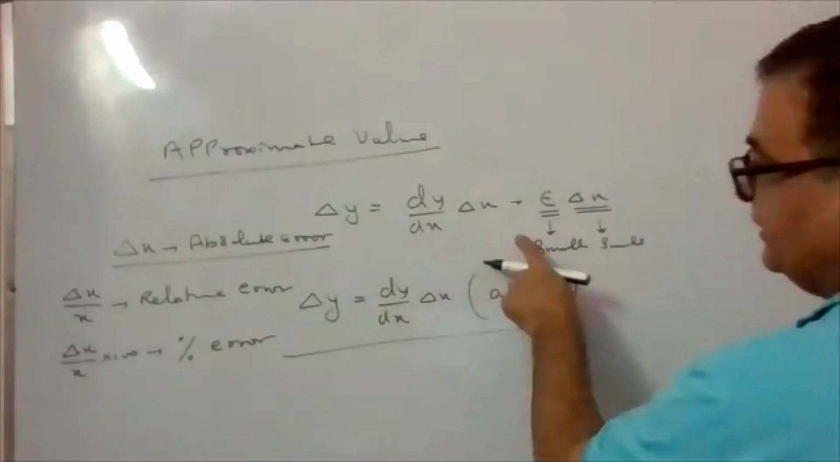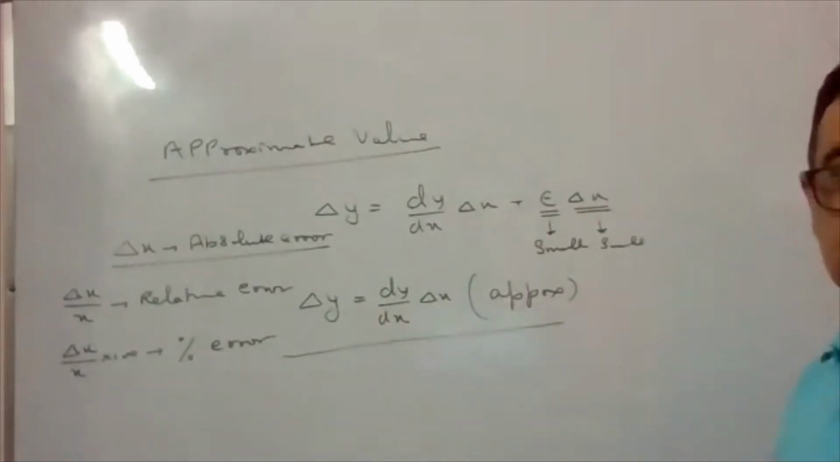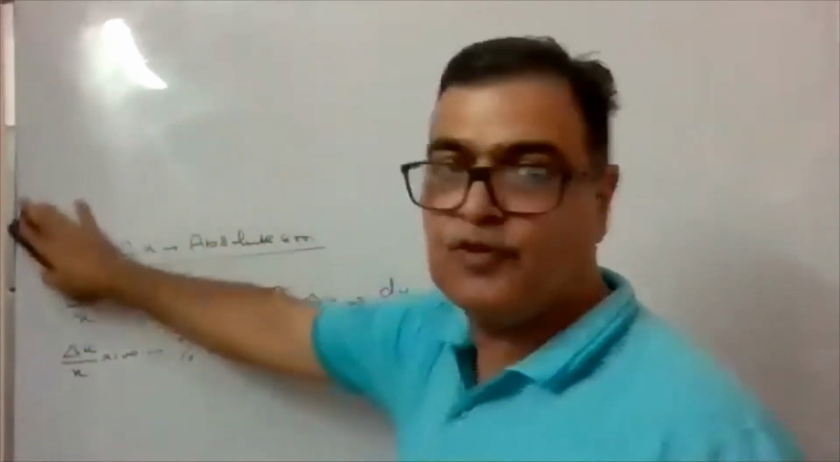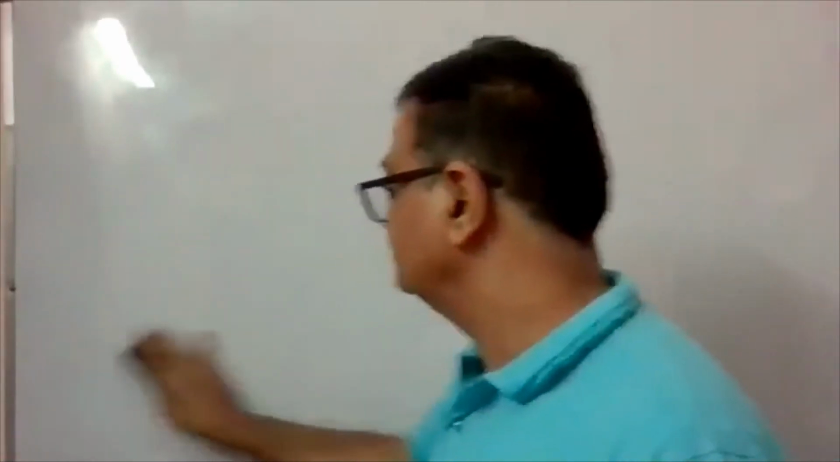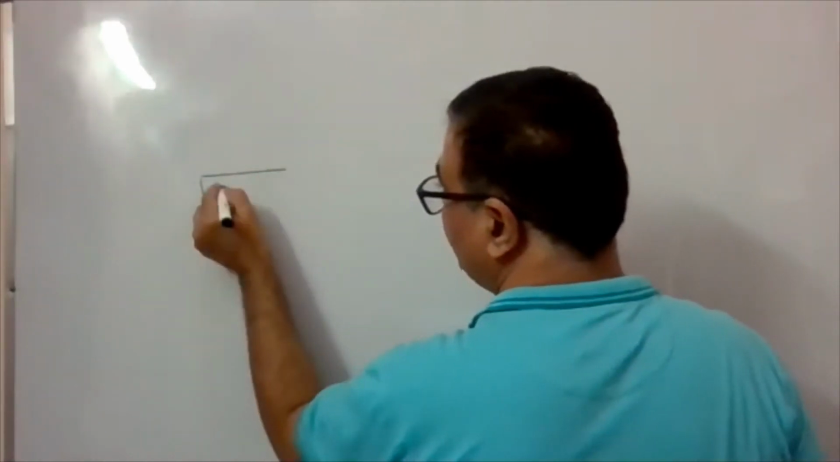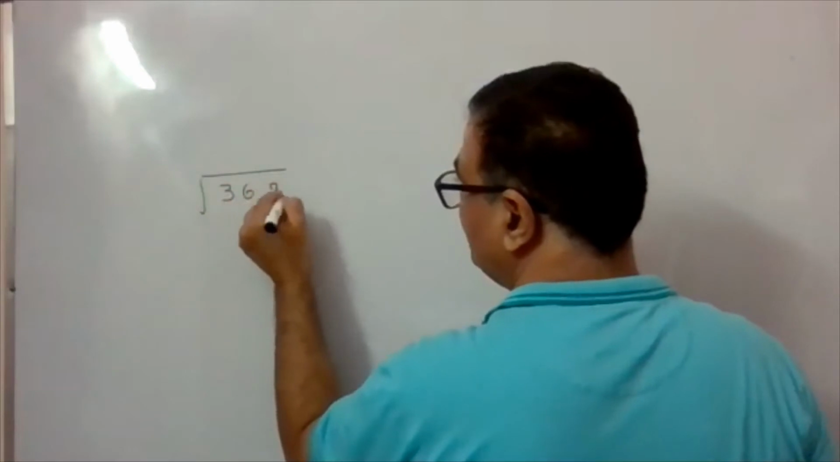So delta y is this, delta y is this is the approximate formula I told you. We are going to use it. How we are going to use in few questions, I'll tell you. Simply, if I say you find out value of under root 36.2.